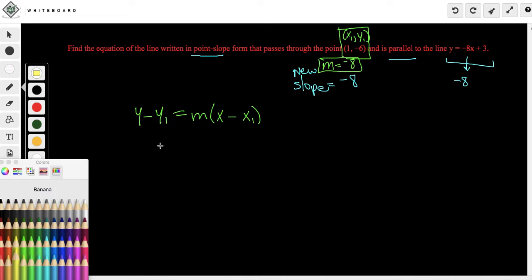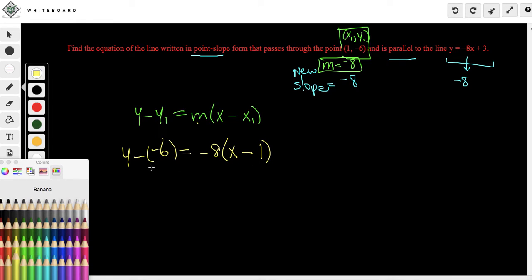So for y1, I'm going to substitute negative 6, because I'm looking over here at y1. So it's going to be y minus negative 6 equals m, my slope, which I want to be negative 8. Then x, I just leave it as x. And then we're going to substitute for x1. We're going to look up here. x1 is going to be 1. So this is what my formula should look like: y minus negative 6 equals negative 8 times x minus 1.